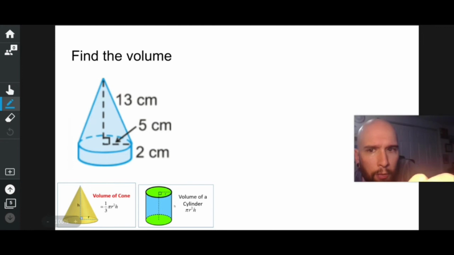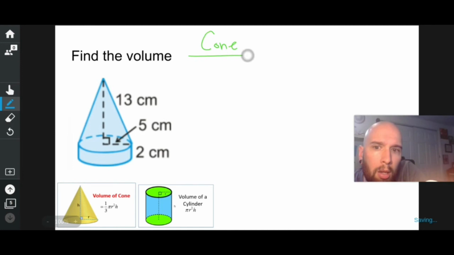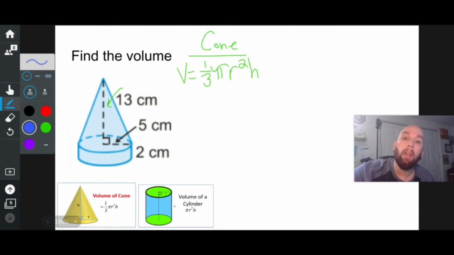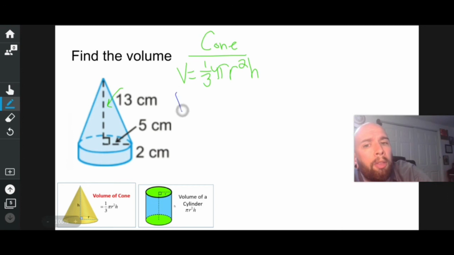So let's do the cone first, because why not? The volume of a cone is 1/3 pi r squared h. I'm going to assume that that 13 happens to be my height. If it's not, you could do Pythagorean theorem, but I'm assuming that that's the height. I'm going to make it the height because this is my problem. This is my video. If you did do Pythagorean theorem, you'd get 12.